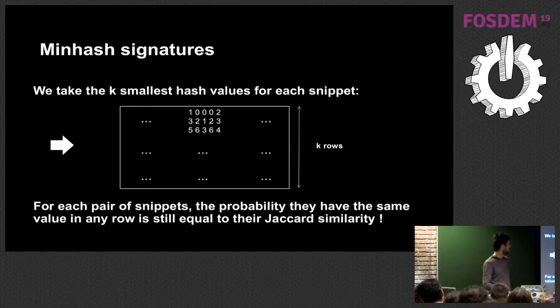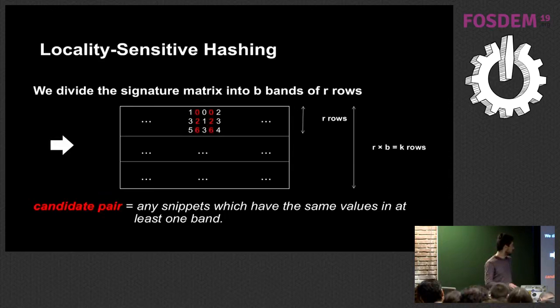From this, we're going to cut our matrix into B bands of rows, and we're going to call candidate pair any two files which hold the same value in at least one band. We're now going to quickly calculate, don't worry, the probability of two snippets being a candidate pair.